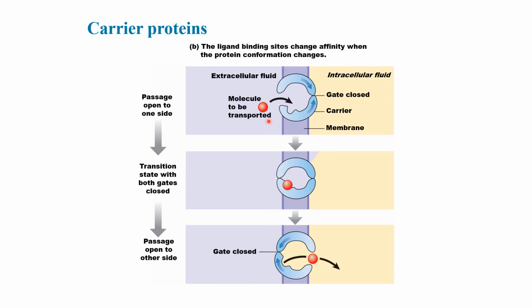This image right here shows how a carrier protein transports a molecule into or out of the cell. The molecule that needs to be transported, we can refer to it as a substrate, or you can refer to it as a ligand. It has to fit into a special site on that carrier protein. Once it binds to that carrier protein, the carrier protein is going to go through a conformational change where it's going to close that side that was already open, and it's going to open on the other side, allowing the transport of the molecule.